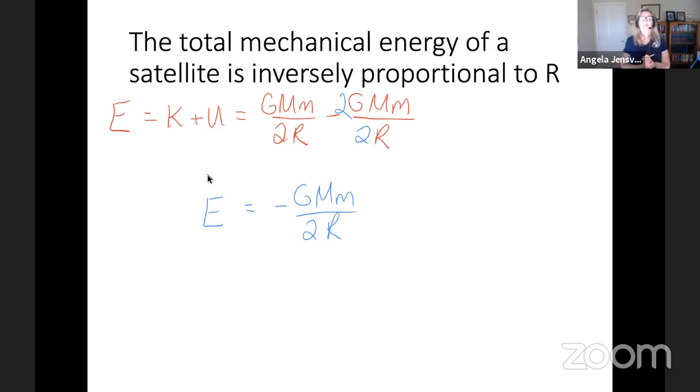Okay? So that's your total energy. It's inversely proportional to the radius. I think you guys should write that down because we're going to use it in a minute.